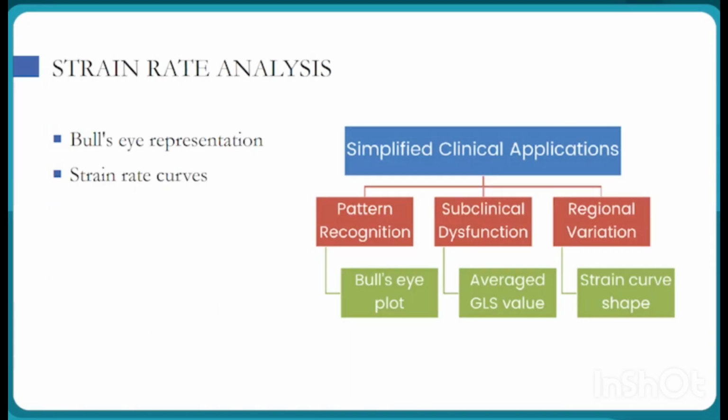Now in strain rate analysis, you will get either a bull's eye representation plot and also strain rate curves. Among the presentations, what can be used best? In pattern recognition, the bull's eye plot gives specific patterns which help us to determine if it is fitting into a particular clinical condition. In subclinical dysfunction, the LV function by normal 2D echo can remain normal, but there is a subclinical dysfunction which can be detected better by average GLS values. Then the regional variation of individual myocardial segments can best be determined by strain curve shapes.